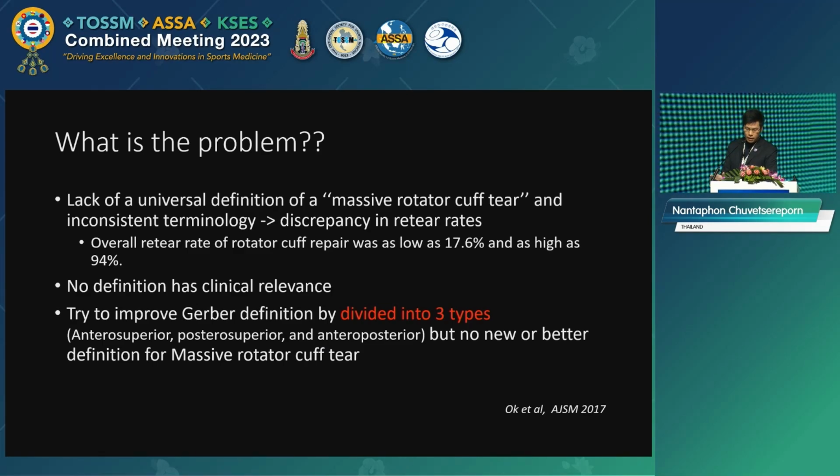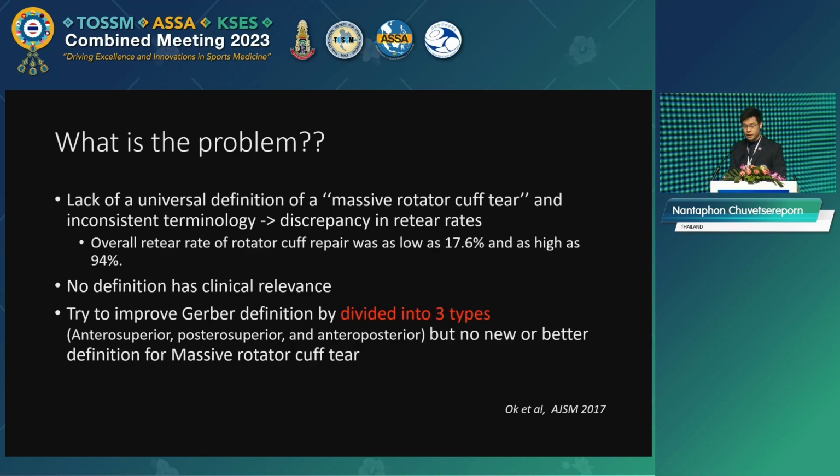Because of the lack of a universal definition and inconsistency, there was a discrepancy in retear rate, widely from 17.8 to 94%. So in 2017, Oak also tried to improve the Gerber definition by dividing it into 3 types for more clinical relevance: anterior superior, posterior superior, and anterior posterior. But unfortunately, this gave no new or better definition, and no universal acceptance.